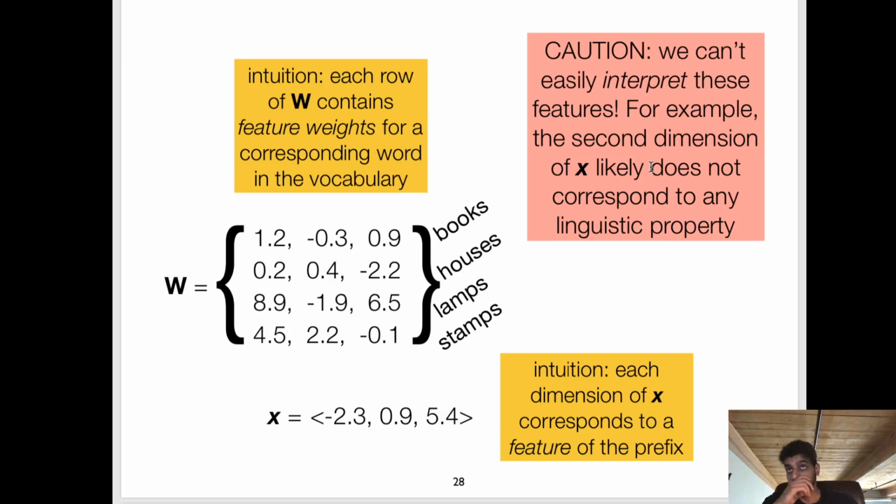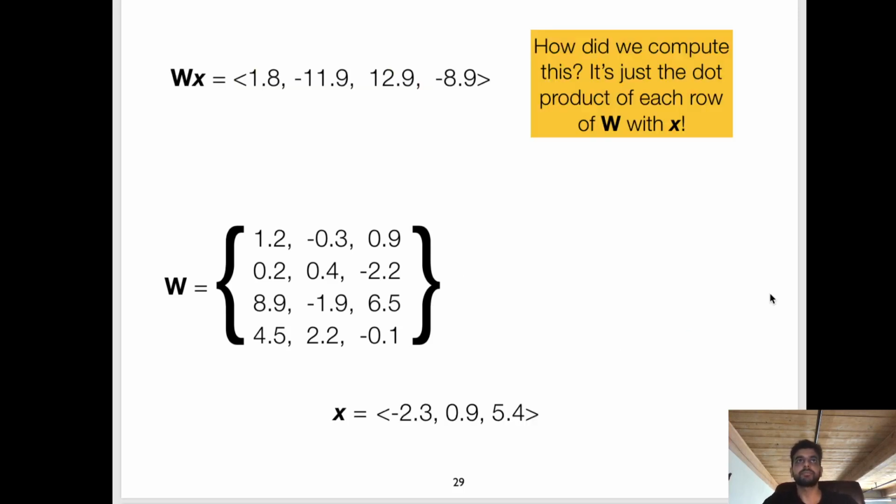Right, so just as another caution, we can't easily interpret these features in the way that I've described here. We can't say that the second dimension of this X vector corresponds to a particular linguistic property. We'll get into this more when we talk about linguistic probe tasks, which are specifically designed to investigate what linguistic properties are encoded by these vectors. But I think it's a reasonable intuition for people just getting started.